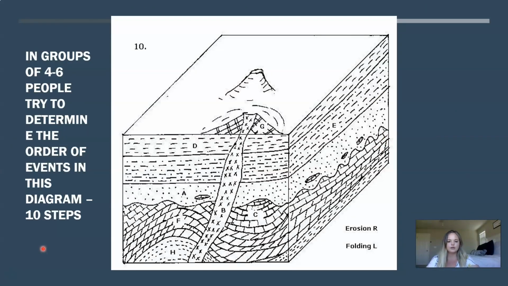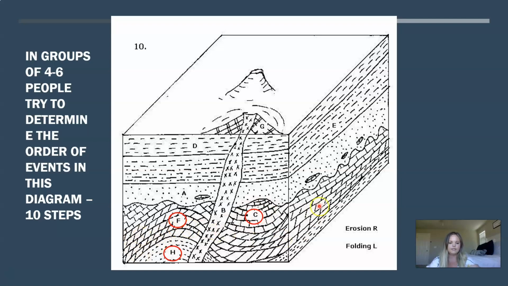Okay, so here we have a few different steps. There's only 10 here, so it's a little bit more simple. But we also have an erosion layer and a folding layer. And by erosion, this is another unconformity. Okay, so again, start at the bottom. Our bottom layer here is H, so that is likely the oldest. And then our next layer is F. And then on top of F is C.